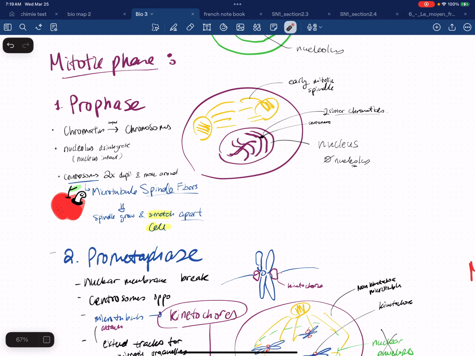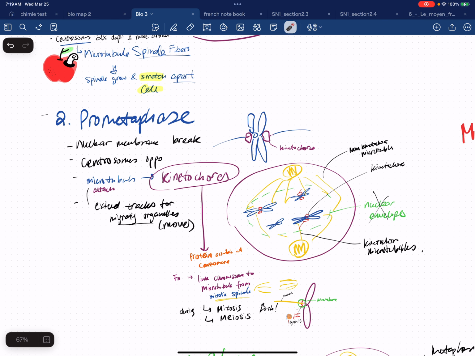We said that these ones are called the asters. I think it was asters. It's a spindle of microtubules that originate from centrosomes. It's just a terminology we should probably know.